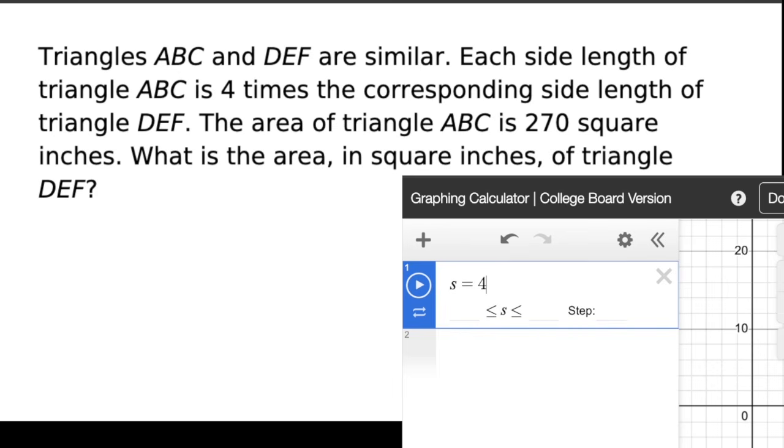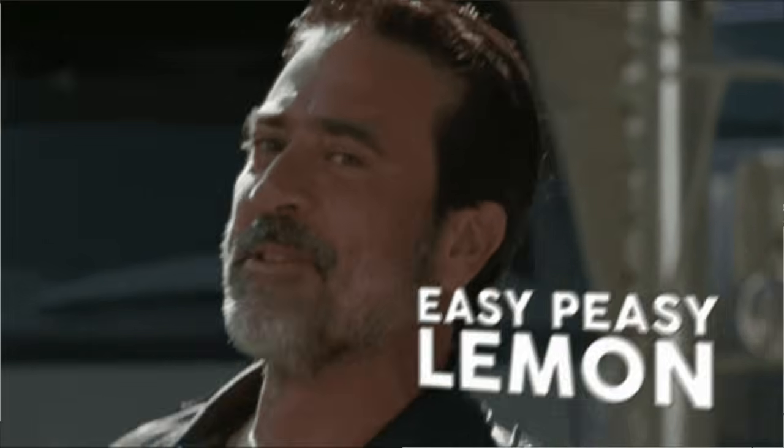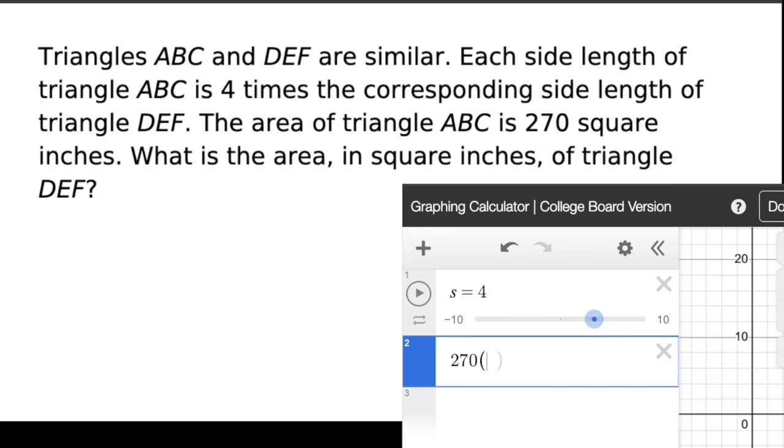Now, this is a little bit tricky because it tells us the area of triangle ABC is 270. What's the area of triangle DEF? And if we're not careful, we might say, oh, well, I know what to do. 270 times S squared, and my area is 4,320. But we have to be careful.